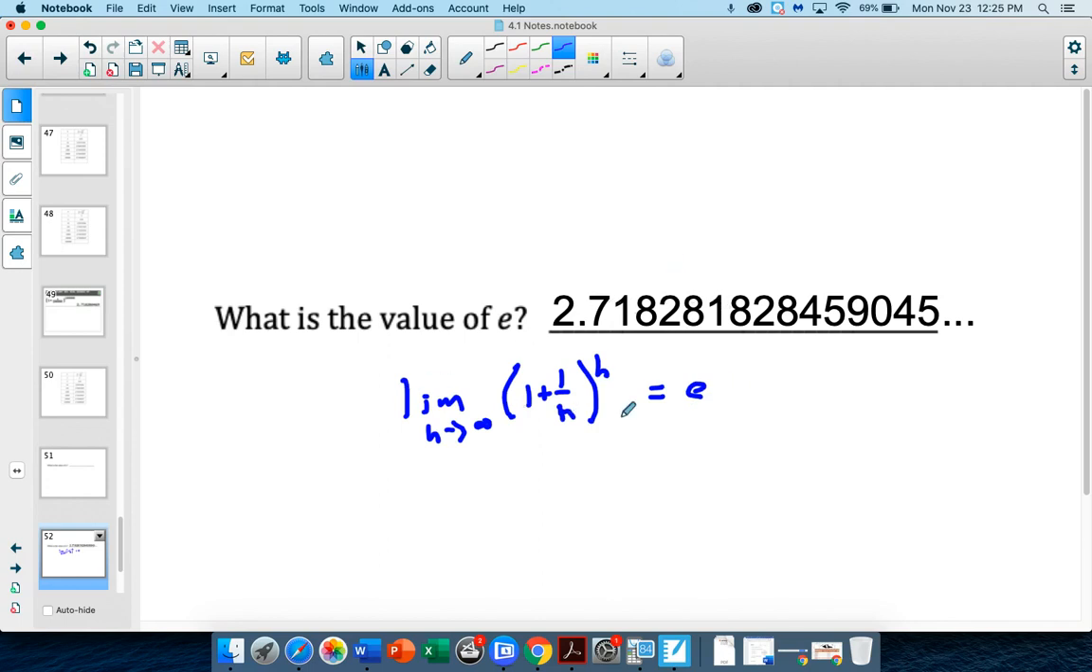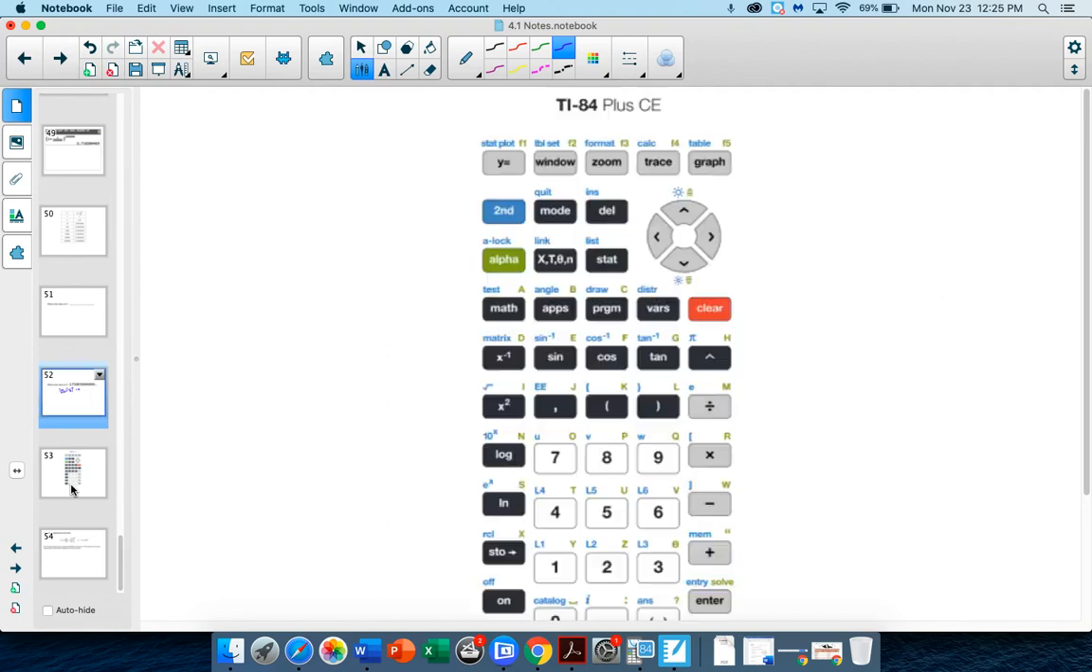Now, e actually ends up being really useful in lots of real-world applications, and we'll take a look at a few of those throughout this chapter. It's so important, there is actually a button on your calculator dedicated to the number e. On your calculator, right above the division sign, you see a blue lowercase e. If you hit the second button and then the division button, you will get the number e on your calculator. We will use that throughout this chapter.